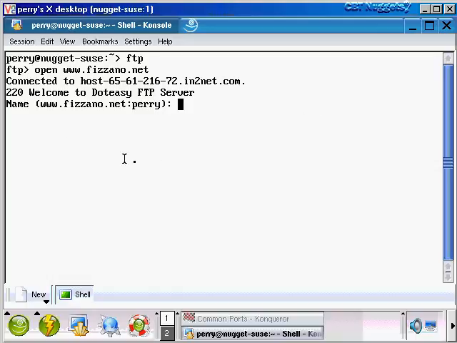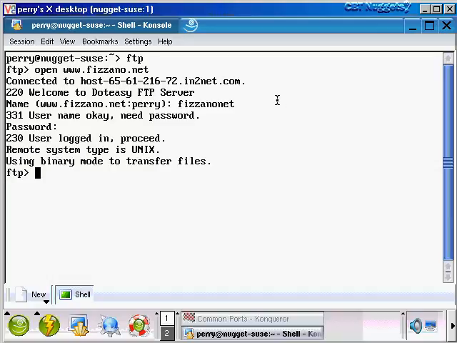On this particular example, I need to actually type in a username to access this computer. You can see that it's defaulted to Perry, because Perry is my username on the Nugget SUSE machine. However, on this particular machine, FasanoNet is my username, and then it says username okay, need a password. I type in the password, and now it says I'm logged on. Okay, so now I am on my personal website, fasano.net.